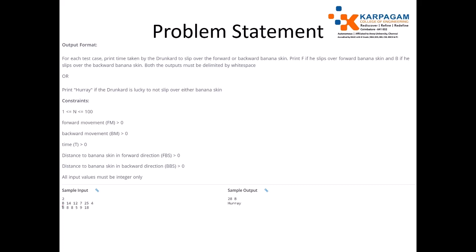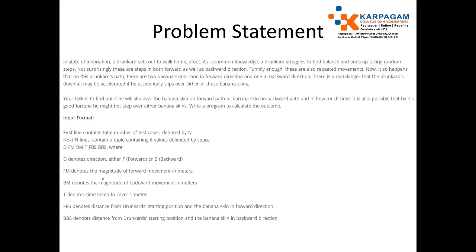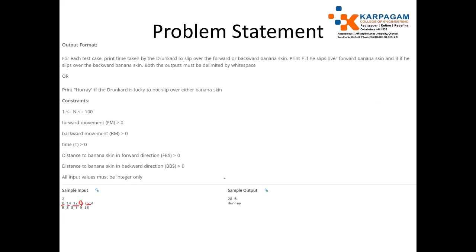Here they are given the direction, FM, BM values, then FBS, BBS values, and time also they are given. I think the third one is time. Time means the time taken to cover a meter. Here the output will be the time taken to slip over in the backward direction. Here they have given B, so backward direction. Hooray means he will not slip down.